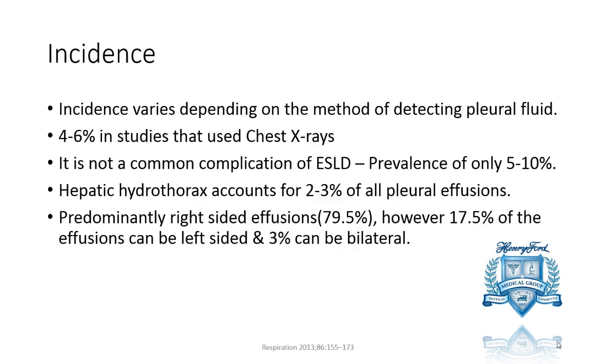The incidence is low, because most of these patients are asymptomatic and not everybody gets tested. So it's 4 to 6% in studies that use chest x-rays. And it's not a common complication of liver disease. The prevalence is only about 5 to 10% in total. Hepatic hydrothorax accounts for only 2 to 3% of all pleural effusions. Most of the effusions are predominantly on the right side, 20% can occur on the left side, and bilateral in less than 3%.